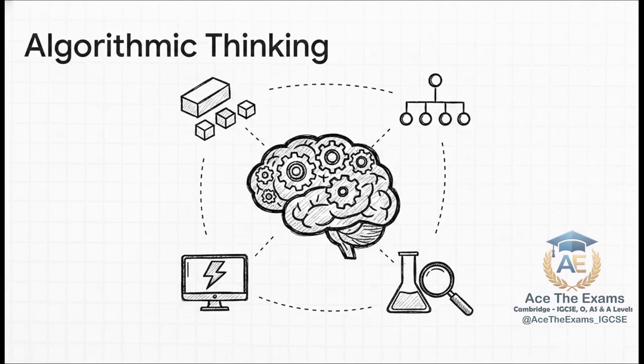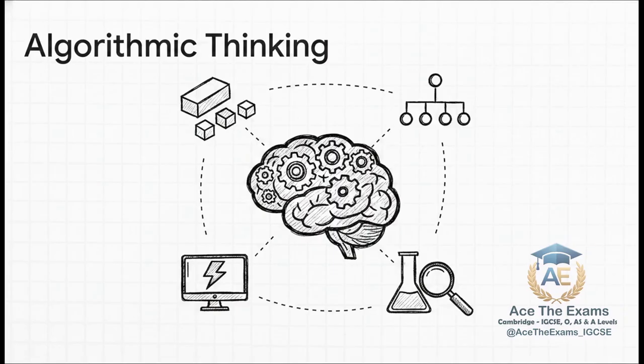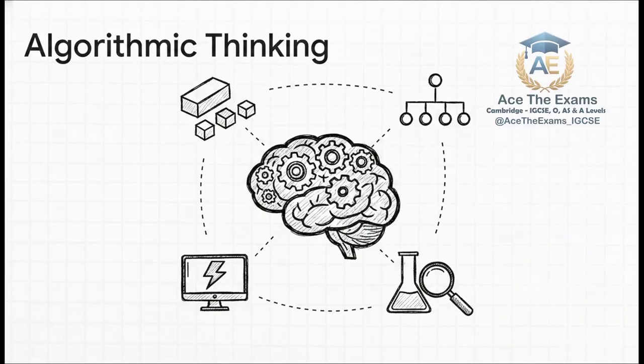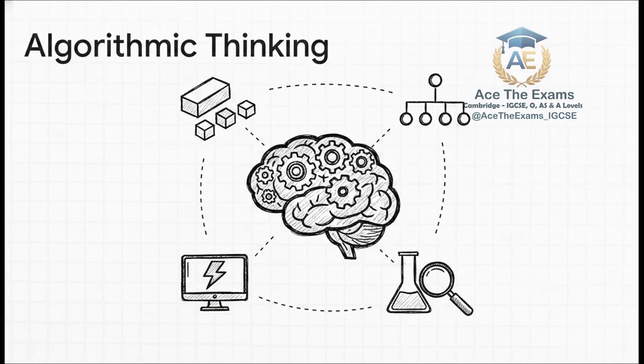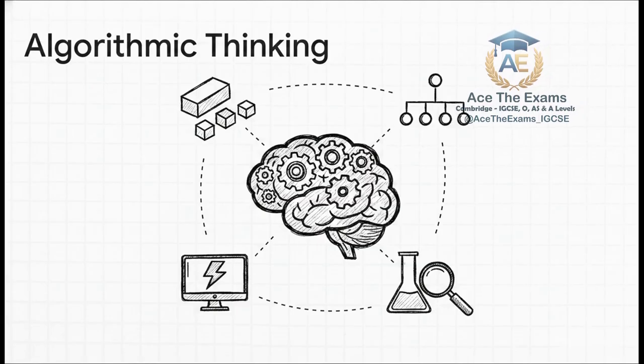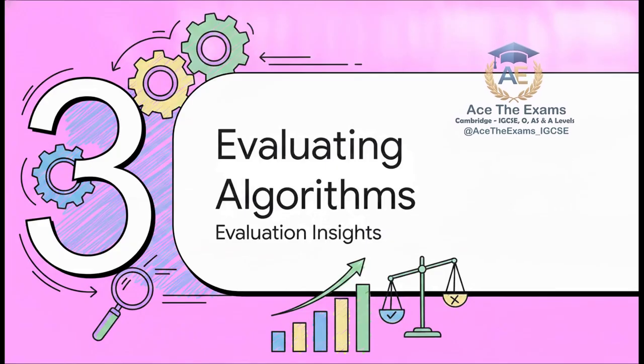Third, it demands efficient code implementation. And crucially, fourth, an understanding of rigorous testing strategies, like dry running with a trace table, to mathematically ensure your written rules actually satisfy the stated goals of the question. Which brings us seamlessly into Section 3, Evaluating Algorithm Quality.